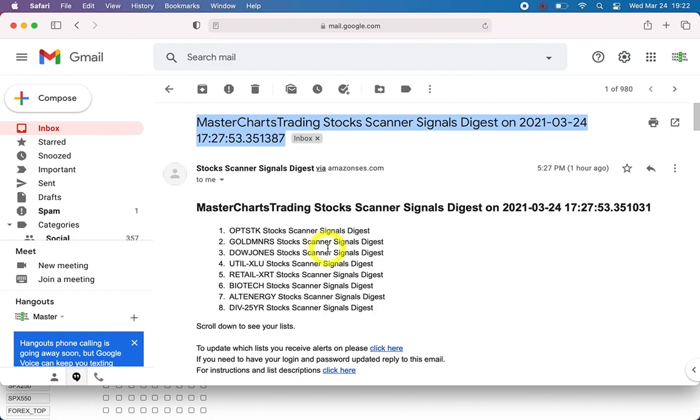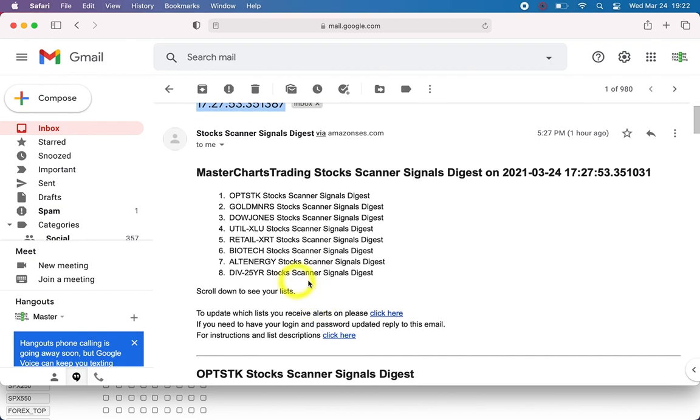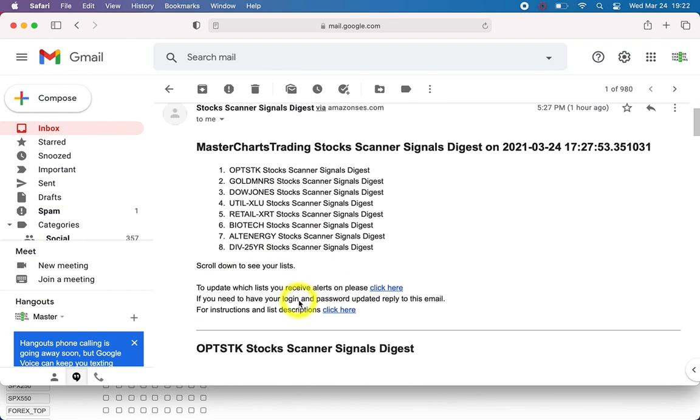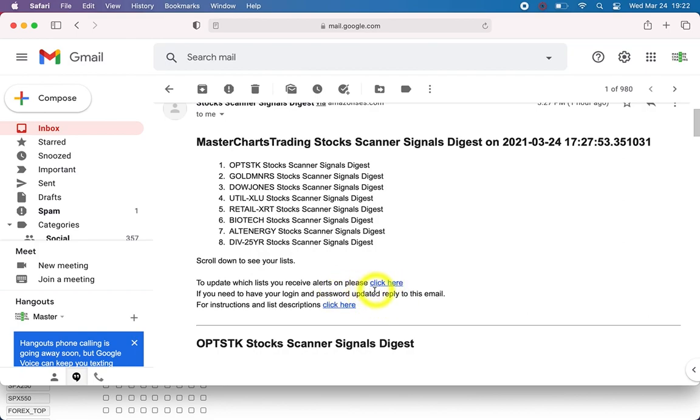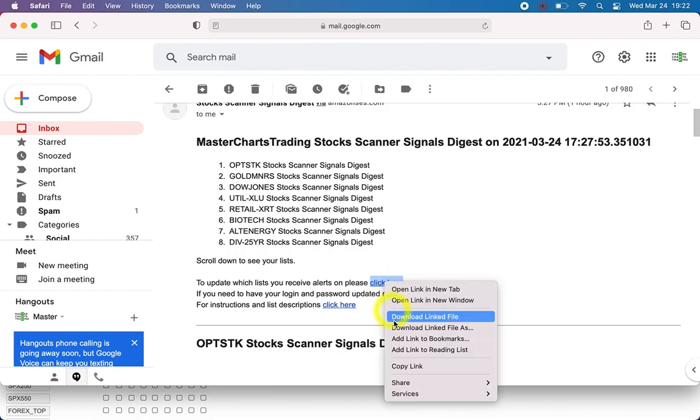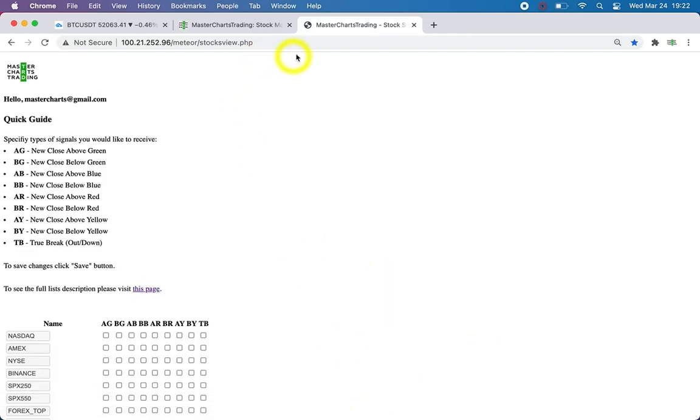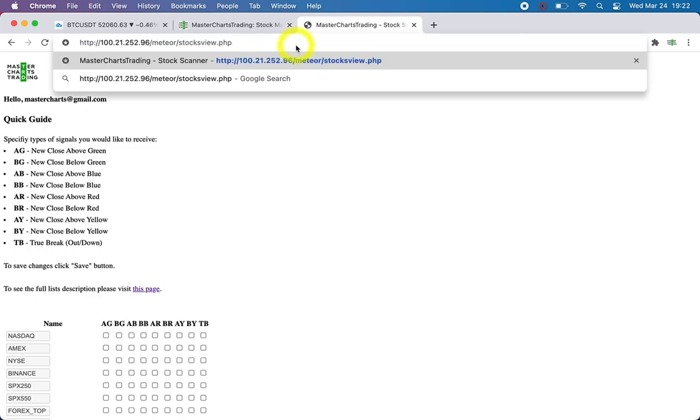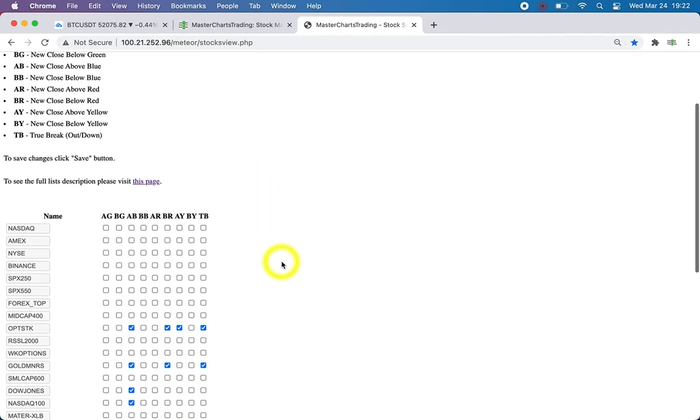And this is truly a huge improvement because before we were getting like 30 emails per day. And so it comes in like this. And you have a table of contents. And I have a little bit of description here. So you can update the lists that you receive by clicking here. So there's the button, and this is the address. And you can update it here.